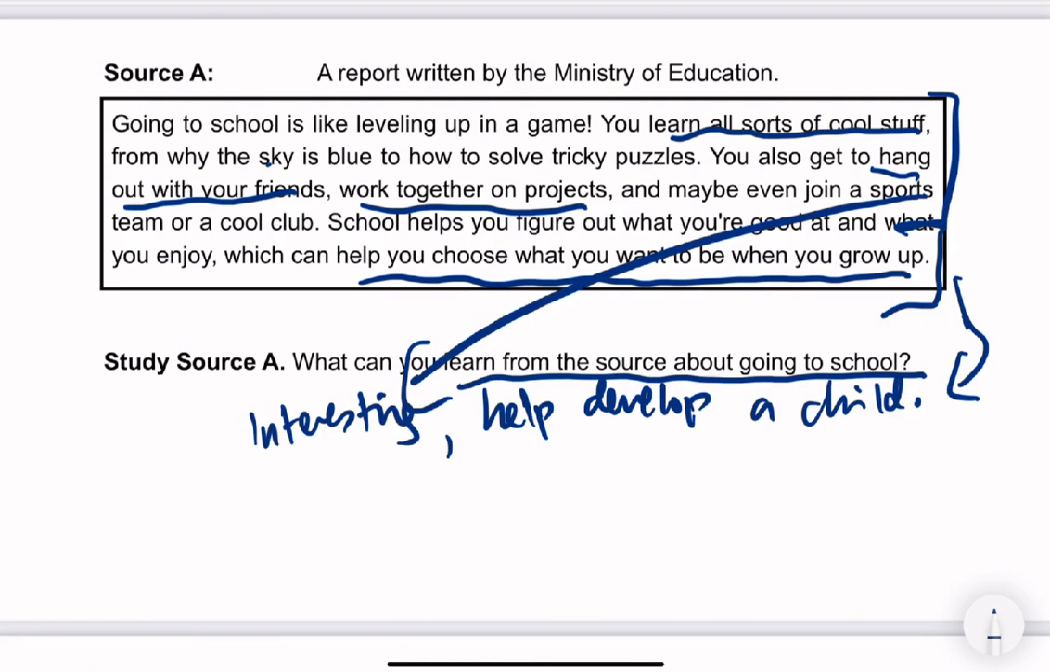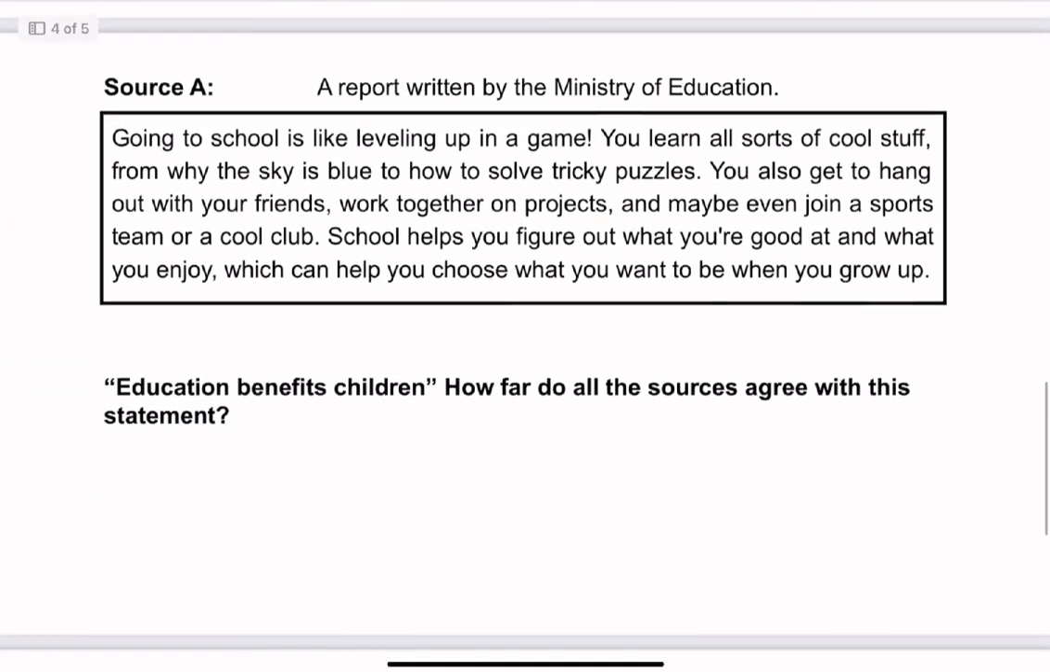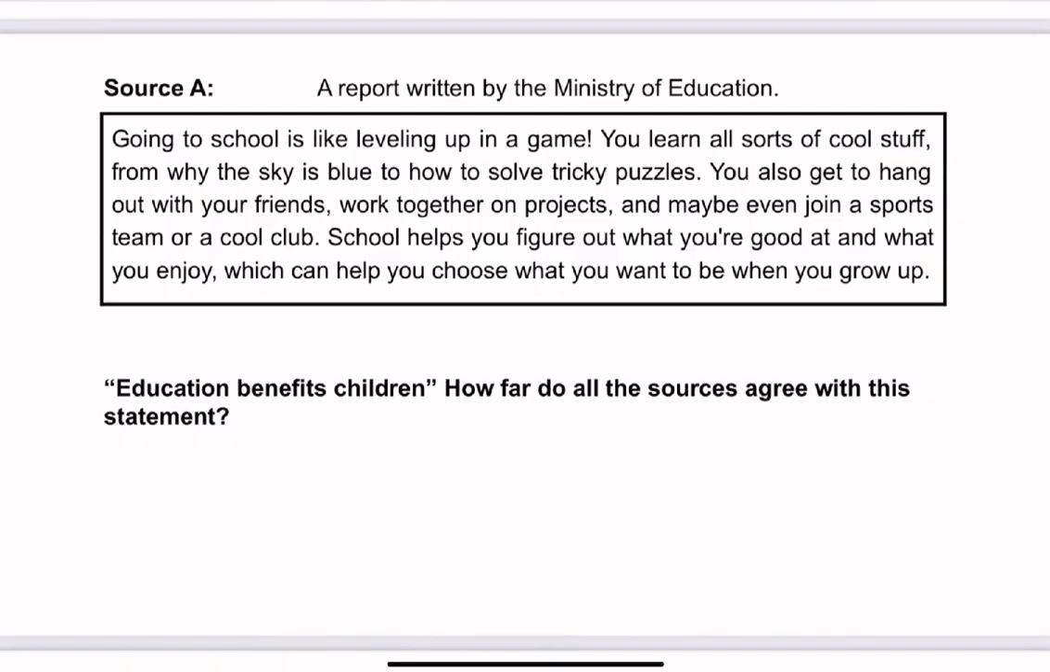Now, if I were to change the question a little bit, this one is about going to school. If I were to ask in a different way: education benefits children, how far do all the sources agree with this statement? Now it is not about what you can learn about going to school, and it's not about the school being interesting. We have to talk about the idea that education benefits children. So we need to address, yes, it benefits, or no, it does not benefit, and there must be an explanation behind it. If it benefits, why does it benefit? If it does not benefit, why does it not benefit?